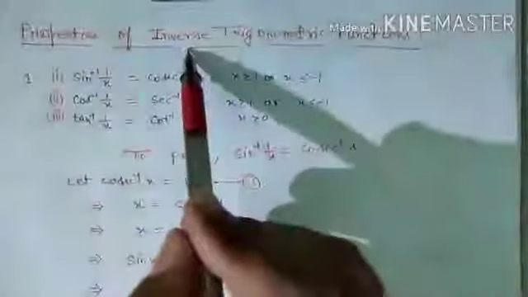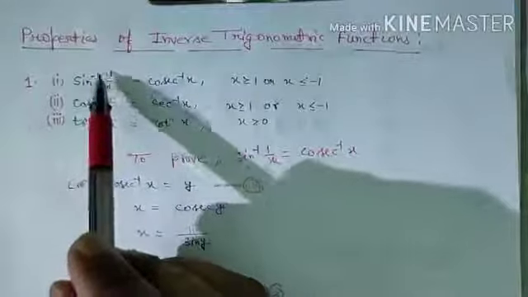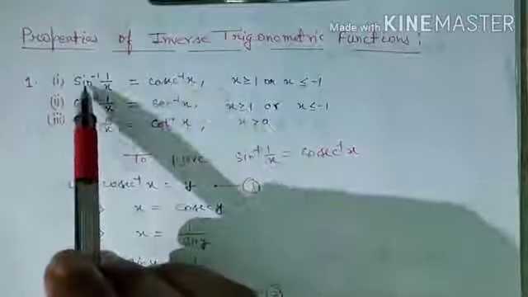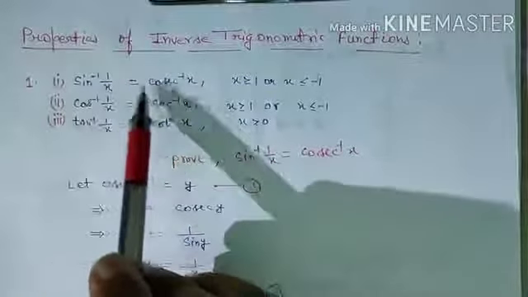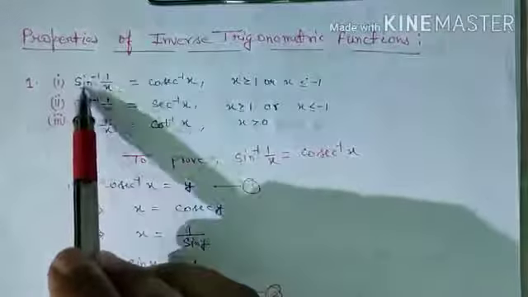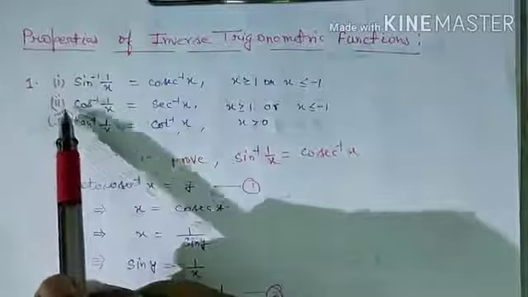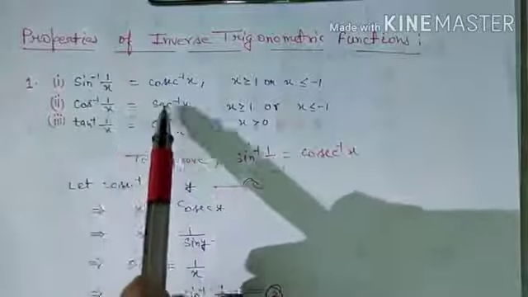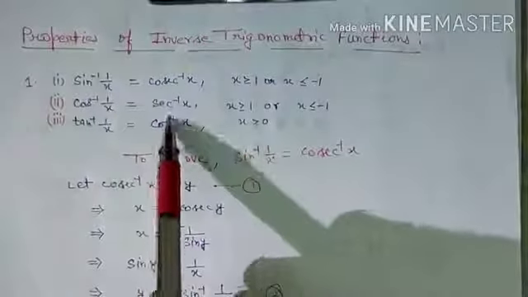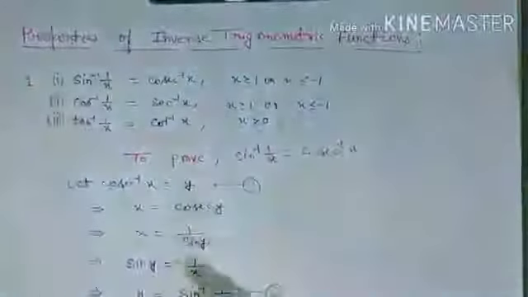Properties of inverse trigonometric functions. First of all, we'll study this. Sin inverse 1/x equals cosec inverse x. We already know that sine and cosec are reciprocals of each other. But when we are talking about inverse trigonometric functions, here we have to take the inverse in that way. Cos inverse 1/x equals sec inverse x, and tan inverse 1/x equals cot inverse x. Now I will prove for you the first part.